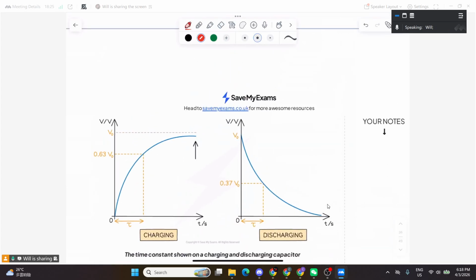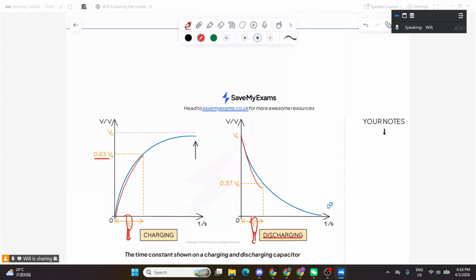The left side graph represents the charging process, where the energy increases by 63%. And the discharging process will decrease. And we call the time spent the time constant, the time interval. Understand that?